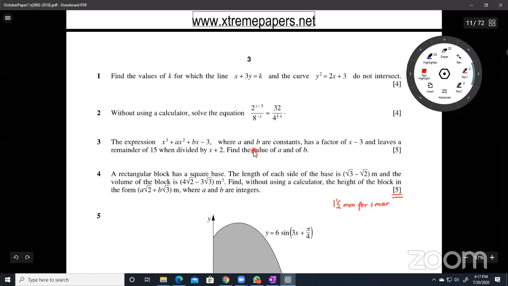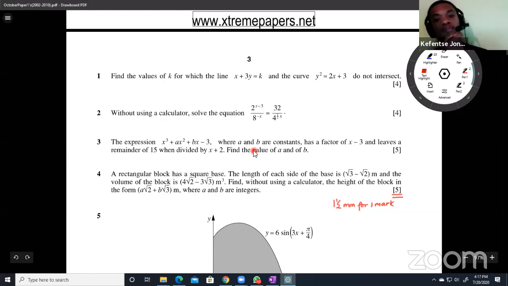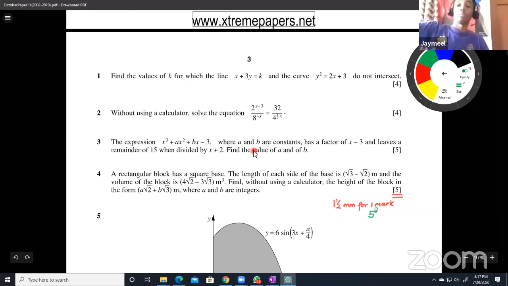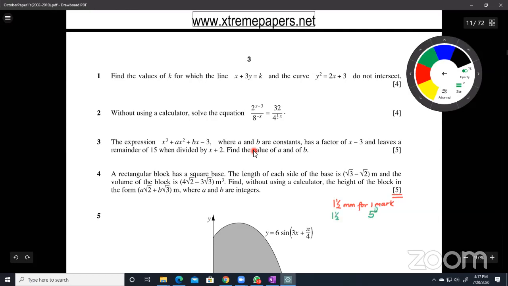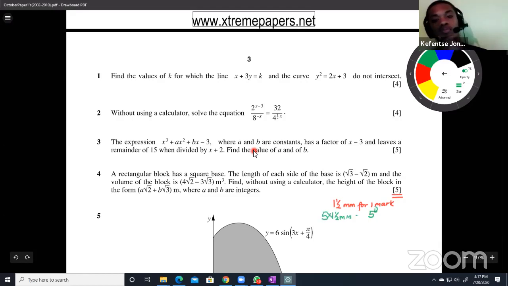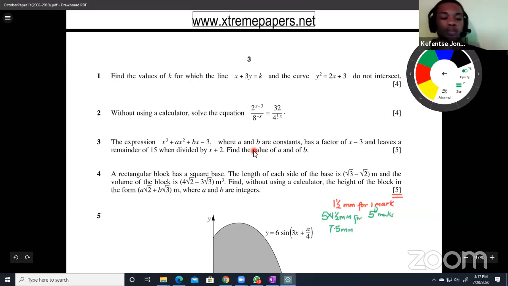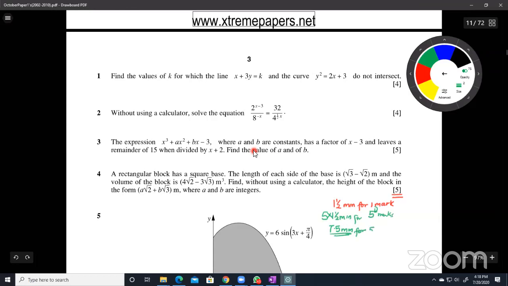So for 5 marks, what do I need to do? For 5 marks, as 1 times 5, I need to do 1.5 times 5. This shouldn't take me more than 5 times 1.5 minutes to get 5 marks. That makes sense? Yes, sir. 1.5 by 5 is what? 7.5 minutes. 7.5 minutes for 5 marks.